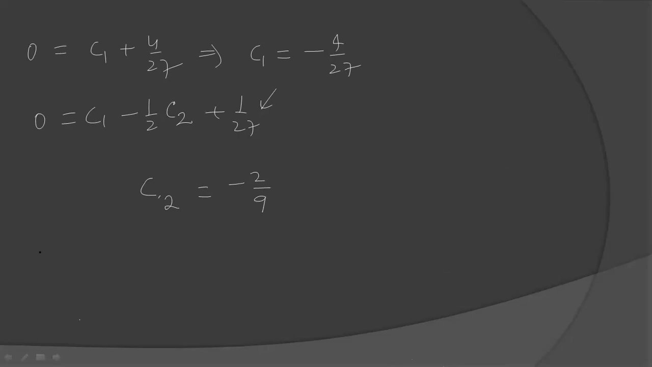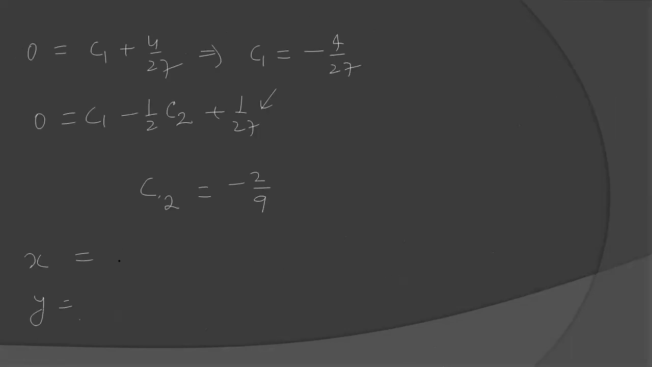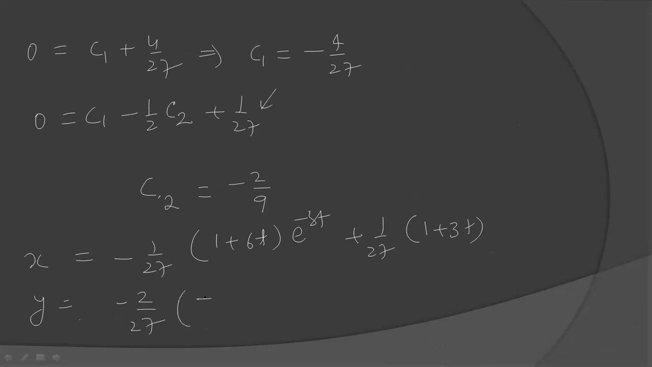If you have c1 and c2, then again put the value of c1, c2 in the expressions of x and y. So x is minus 1 by 27, 1 plus 6t e to the power minus 3t plus 1 by 27, 1 plus 3t. You can check the calculation at least 1 or 2 times. I'm not 100% sure. Y is minus 2 by 27, 2 plus 3t e to the power minus 3t plus 2 by 27, 2 minus 3t. So this is the way to solve the system of linear differential equations.